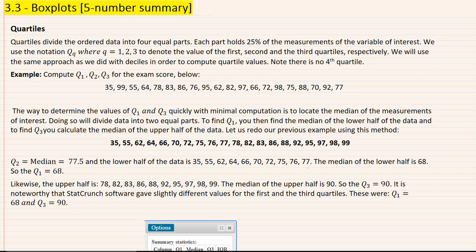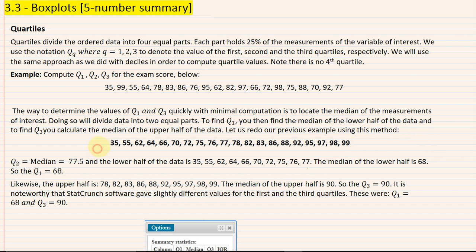So let's begin by actually finding these quartile values. Again, quartiles divide the data into 4 equal parts. So here in my example, I have a set of scores. Those are 20 exam scores, and we need to find the quartiles for this set of scores. Now, the first thing we would like to do is order this data. We need to sort it from low to high, and this is what I have here.